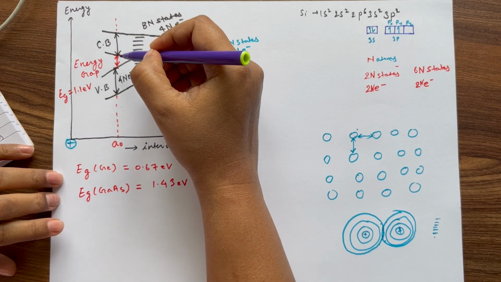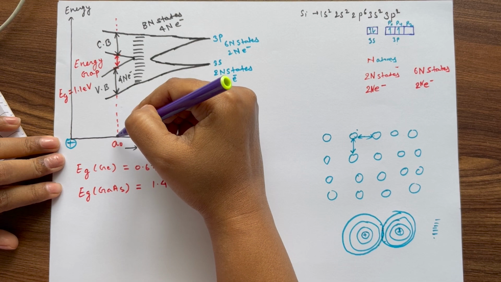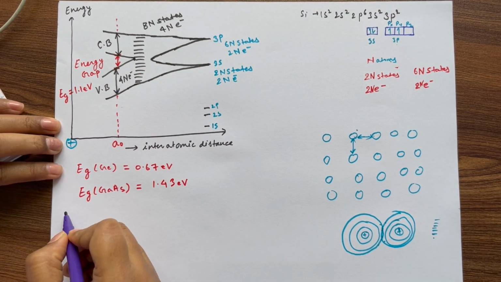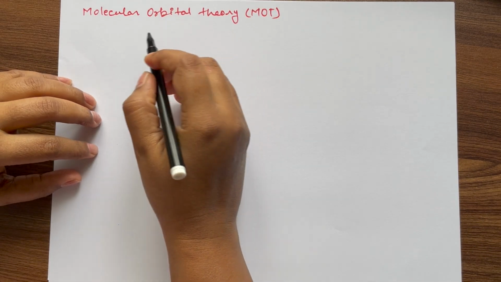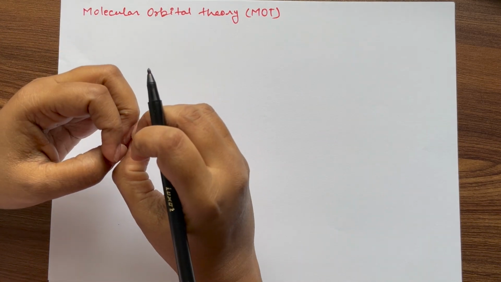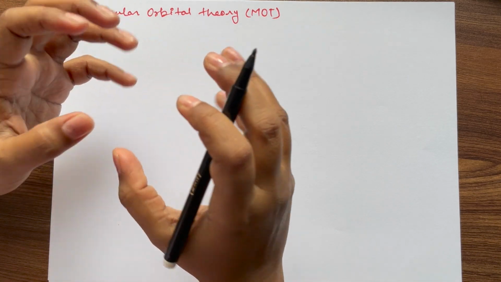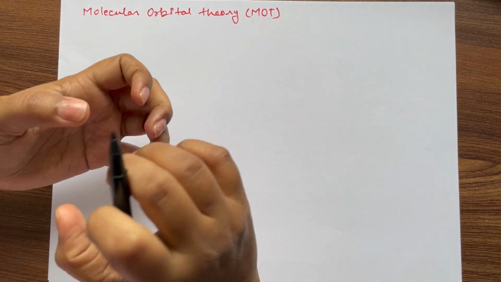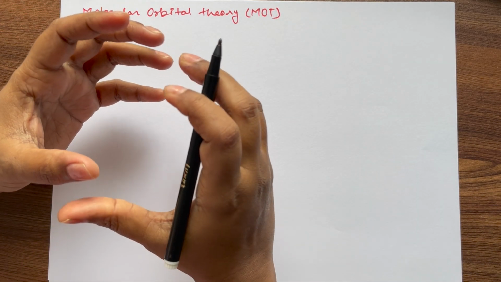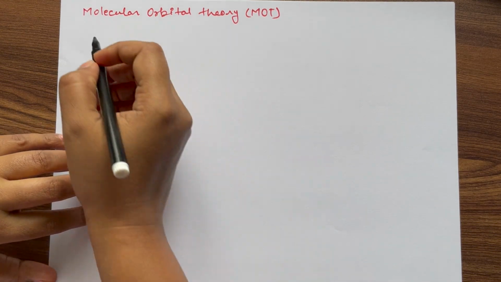One more question arises here. Why is this energy band split in two bands at this interatomic distance? We can find the answer using molecular orbital theory. This molecular orbital theory says that when two atoms come close to each other to have bonding between them to create a molecule, their outer orbitals tend to combine together and form a molecular orbital. So we will understand this formation of molecular orbital with the help of the hydrogen atom.